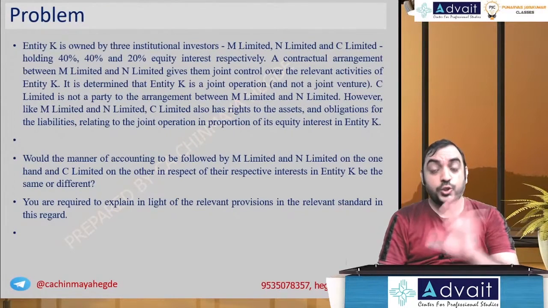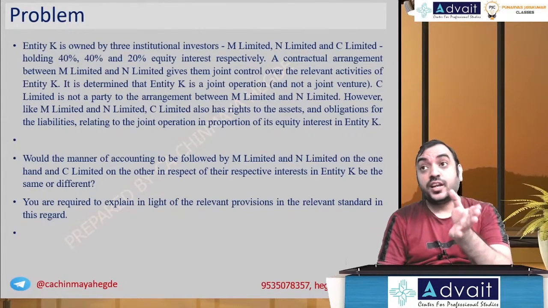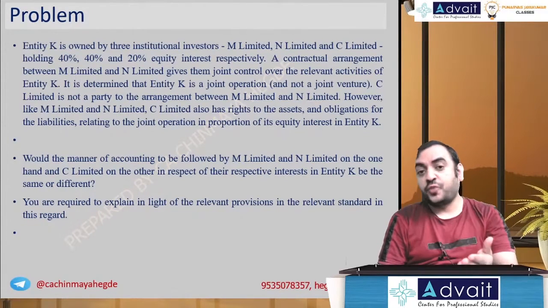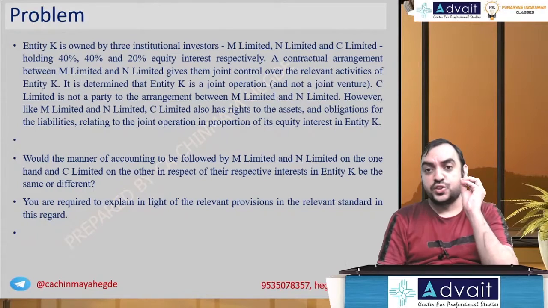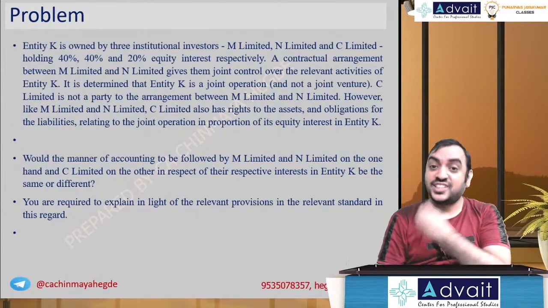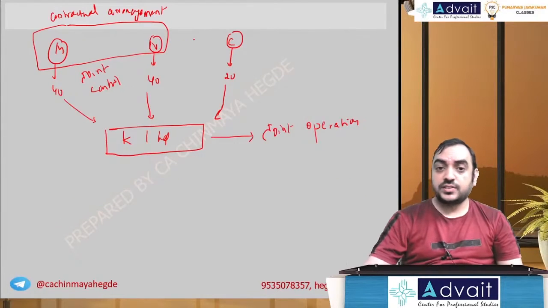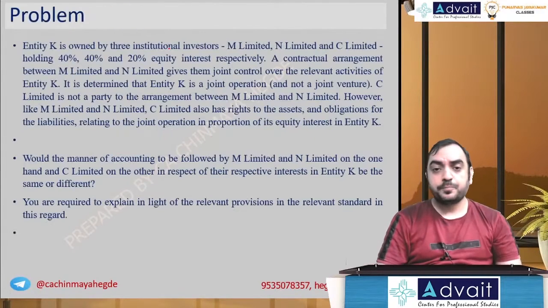That means no separate entity. We are lifting the corporate veil. We are going beyond form to substance over form. We are not going for the form; we are going for the substance. So it's not a joint venture. It's a joint operation. C Limited is not a party to the arrangement. Yes, C Limited is not a party to the arrangement between M and N.